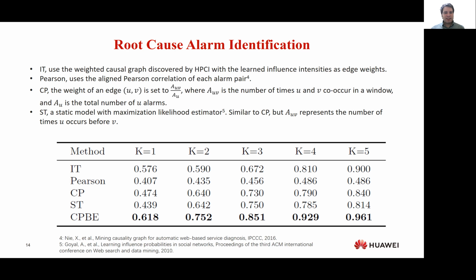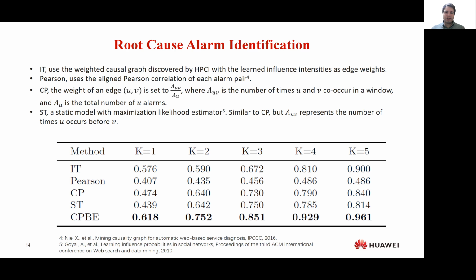We have IT, which uses the weighted causal graph as obtained by HPCI with the learned intensities as the edge weights. We have Pearson, which is an aligned Pearson correlation done on each alarm pair. We have CP, which sets the weights of an edge based on the number of times that 2 alarms occur in the same time window. And we have ST, which is similar to CP, but the weight is based on the number of times an alarm U occurs before alarm V in a time window.